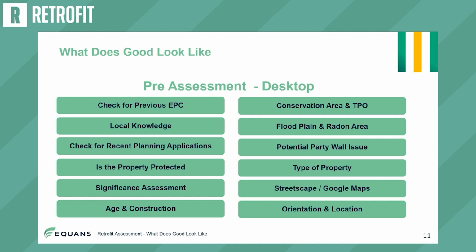Is the property in a floodplain or radon area? Is there going to be a potential party wall problem? Types of property, streetscape. Let's see what the neighbouring properties look like. Orientation and location. These are the sort of things that our team will do prior to us going out, so we've got a good understanding of what we're expecting to arrive to.